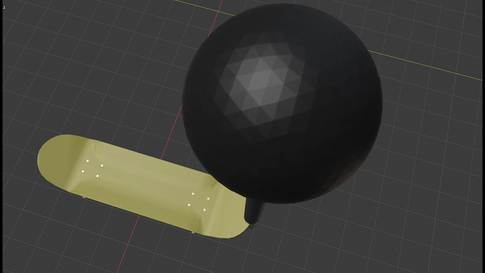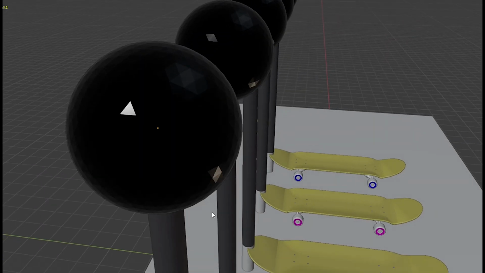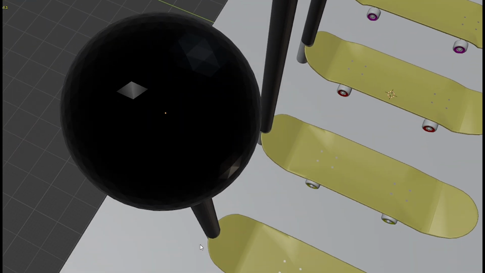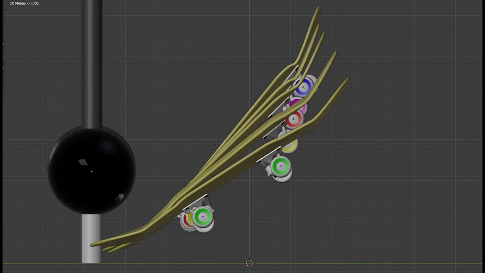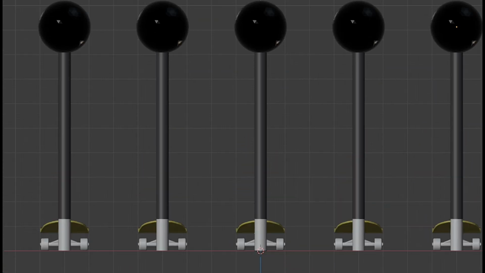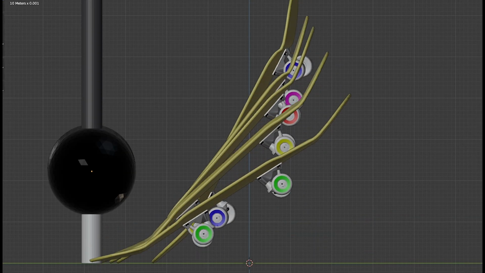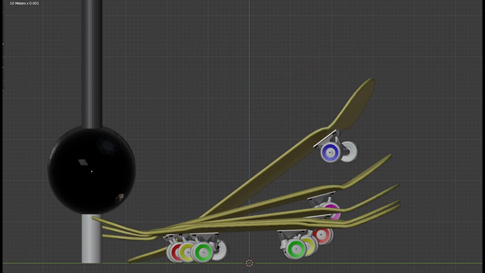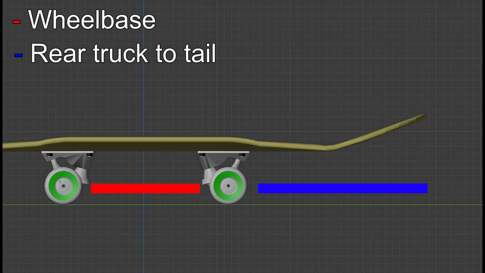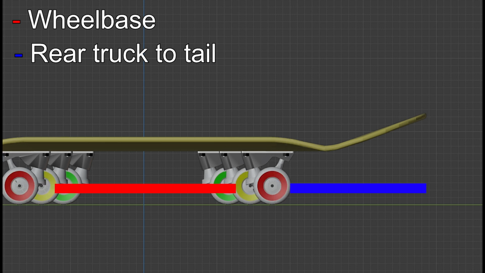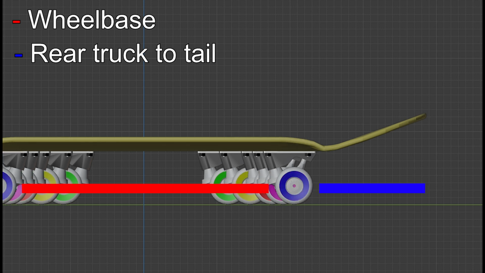What if the balls have bigger energy? If I increase the weight of these balls, this is how they look. Now the deck with a shorter wheelbase stays low, and the one with the widest wheelbase comes up the highest. In this experiment at least, the wider the wheelbase is, the shorter the distance from the rear truck to the end of the tail becomes.